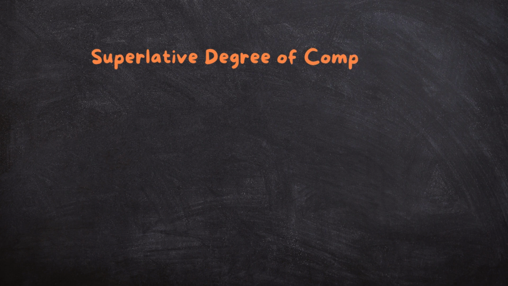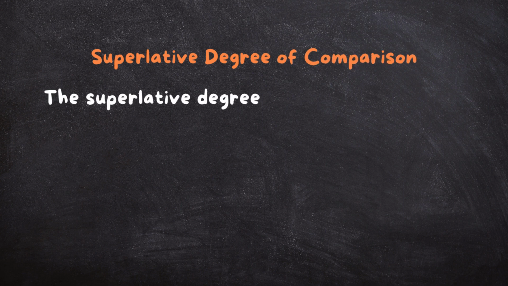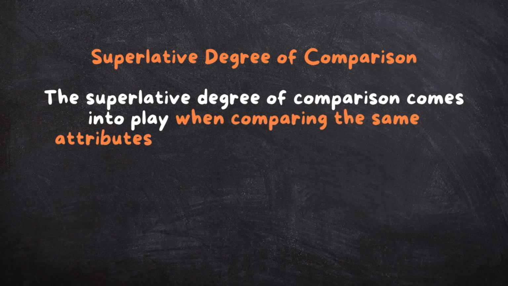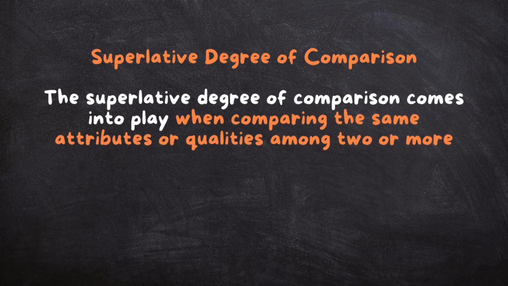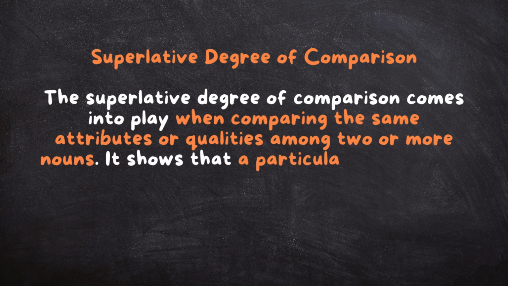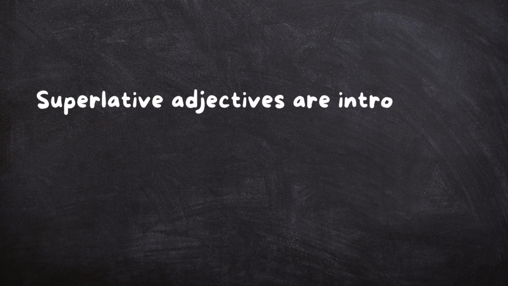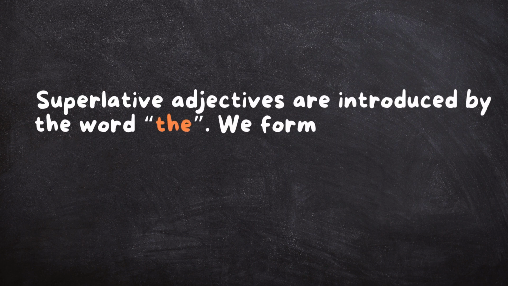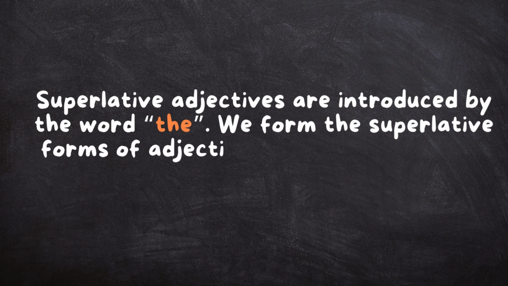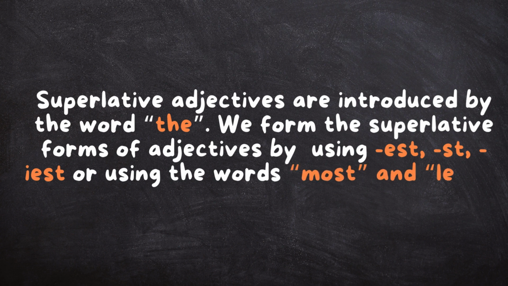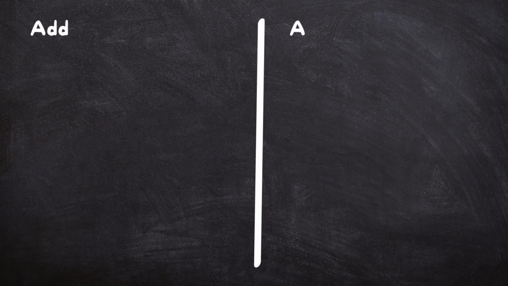Now, to the superlative degree of comparison, we use this comparison when we are comparing the same attribute or qualities among two or more nouns. It shows that a particular quality is at its best or minimum level among the nouns being compared. Superlative adjectives are introduced by the word the, and we form their forms by using est, st, iest, or using the words most and least before them. Let's see how to use them.